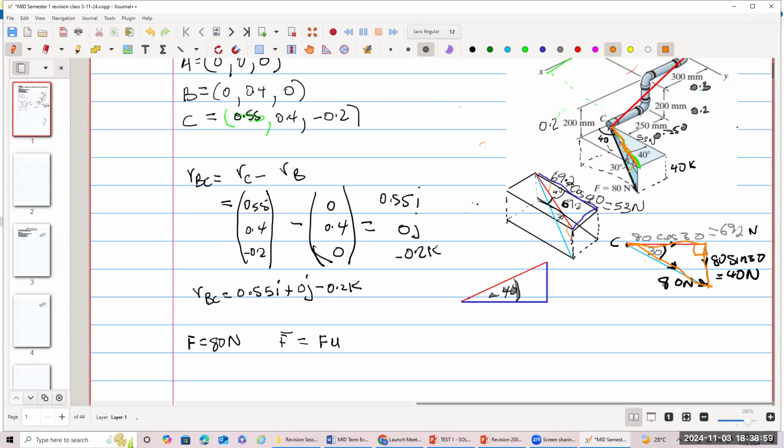I'm going to have to clean it off again. Let me clean it up because I can't work with it that messy. All right, so you can see it now. So that is the 80 cos 30. So that is 69.2. Right.